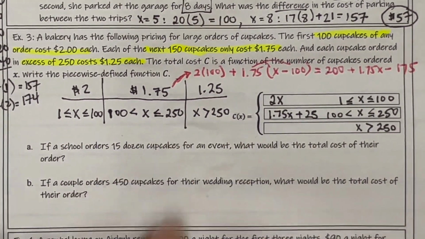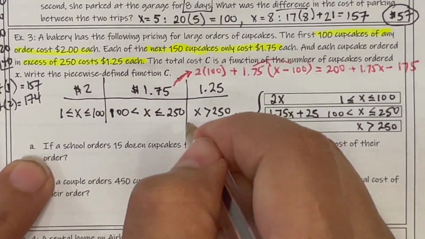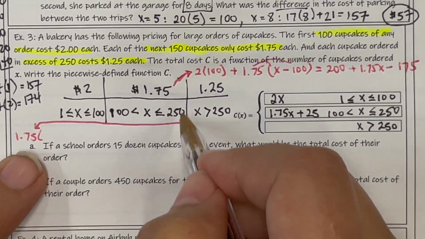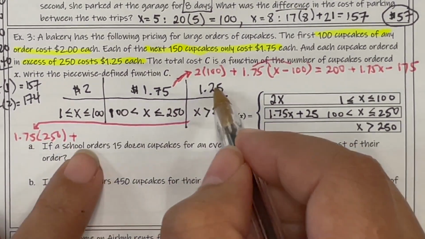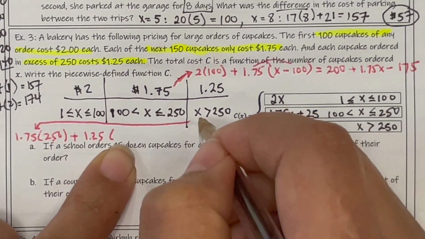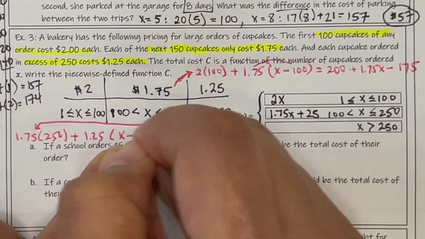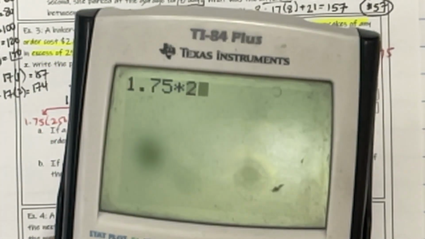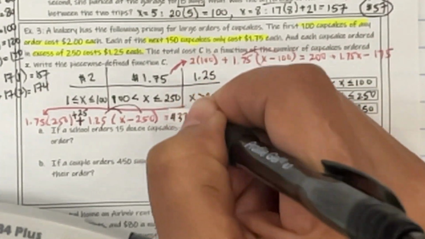All right, now to get into the third interval, we already have the first two intervals, and the second one includes the first one. So we're going to start with the second equation, 1.75x plus 25, and just replace the x with what? 250, because that's the number of cupcakes I have in that interval. I forgot to write 25 here, so write plus 25. Then we're going to add on $1.25 for every cupcake greater than 250. So we have to say x minus 250 because we've already counted the 250. So evaluating that in a calculator, 1.75 times 250 is 437.50 plus the 25.